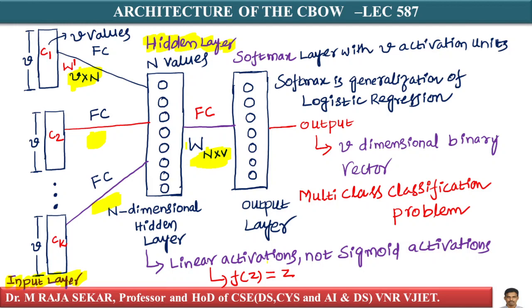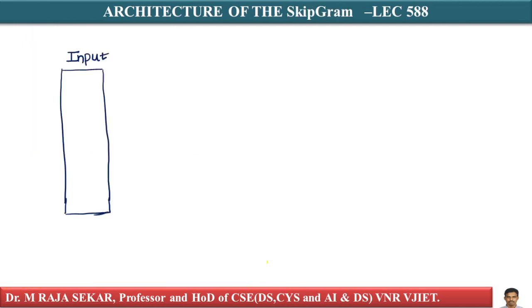If you go to SKIPGRAM, it looks exactly opposite. This is my input. Input is my focus word. I have only one input, that is focus word. The focus word is represented as a V-dimensional vector, a V-dimensional one-hot encoded word. My focus word is F. This is my input.